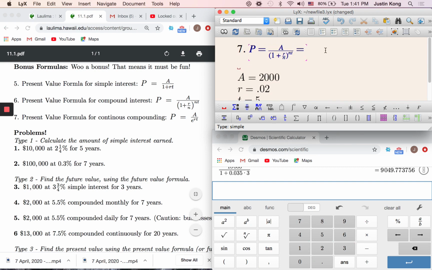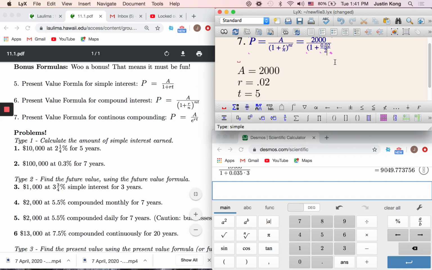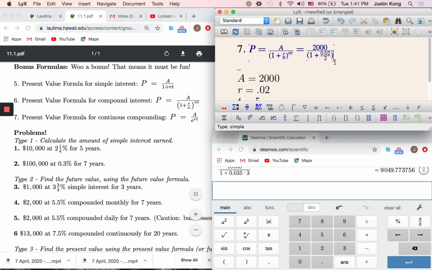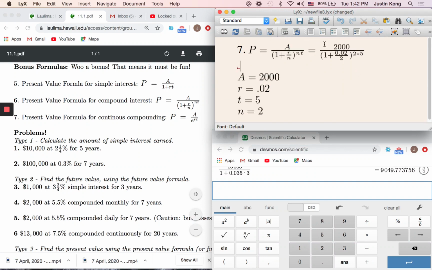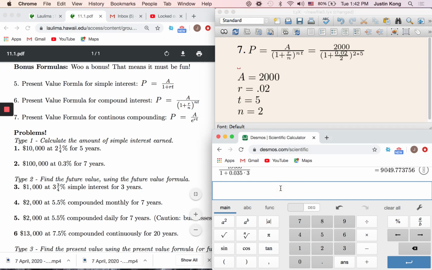So that's going to be 2,000 on the top, and on the bottom 1 plus 0.02 divided by 2, raised to the 2 times 5 years. So 2 times 5, like that. This is what I want to type in. All right, let's see how we type this in. Okay, so it's going to be 2000.